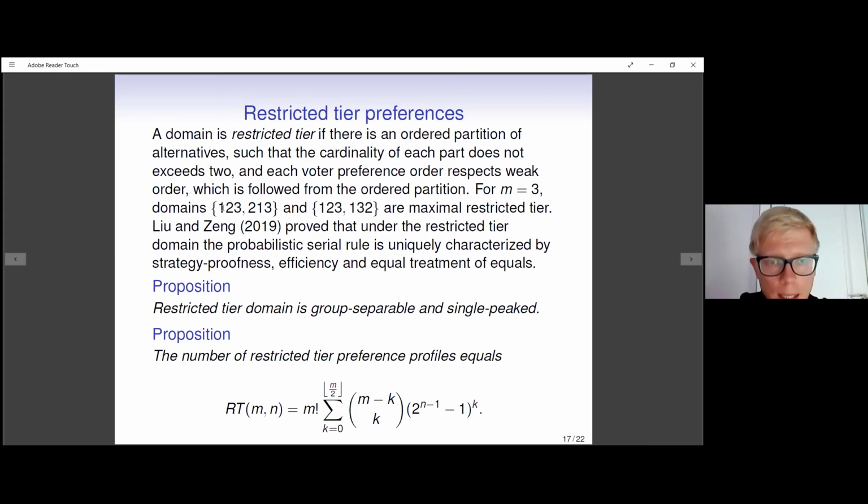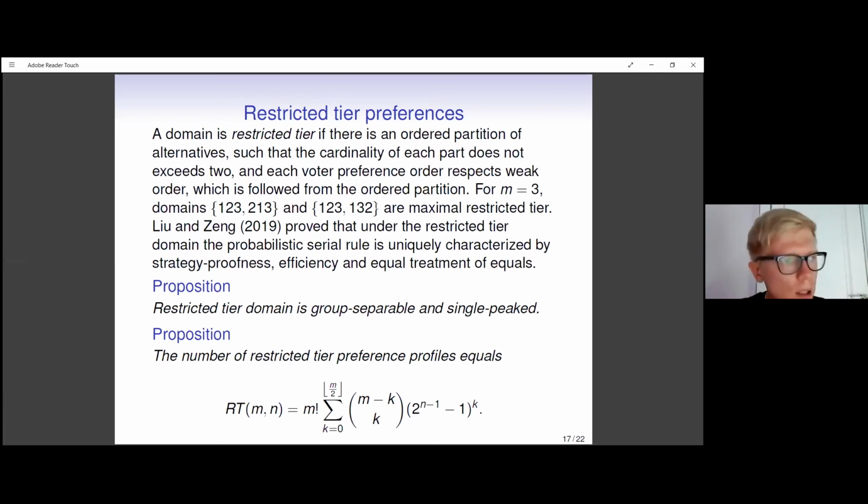And all orders respect the weak order. So we have 1, 2 is better than 3. But there is no restriction on order between 1 and 2. And the second way to define a restricted tier domain is 1, 2, 3 and 1, 3, 2. So these domains are maximal restricted tier, but of course these domains are not maximal condensed domains.